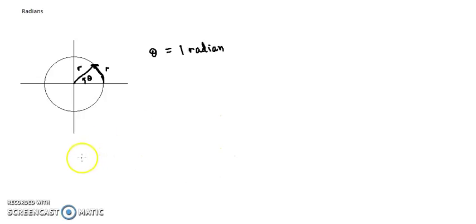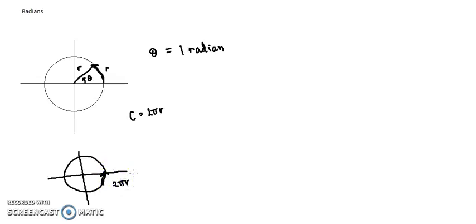So this is a different measurement instead of degrees. All right, so let me draw another circle, it's not going to be as pretty. If we were to go all the way around the circle, remember that if the radius is r, going all the way around, the circumference is 2 pi r. So if we go all the way around, our arc length is going to be 2 pi r.